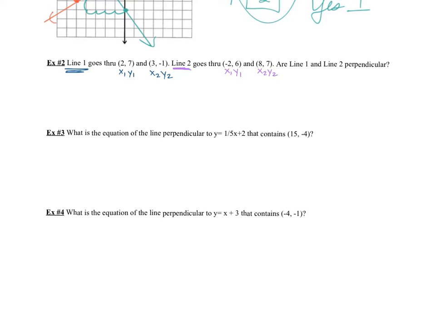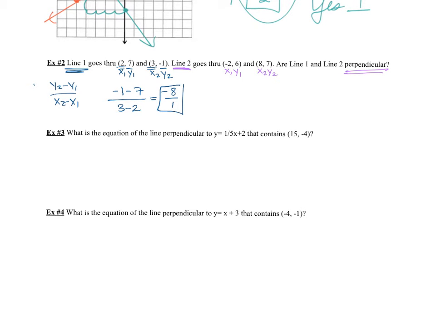And we want to know, are they perpendicular? Well, to tell if they're perpendicular, we need to see their slope. So what we're going to do is plug both of these into the slope formula. Again, like I said, y2 minus y1 over x2 minus x1. So it's going to be -1 minus 7 over 3 minus 2. And I get -8 over 1.